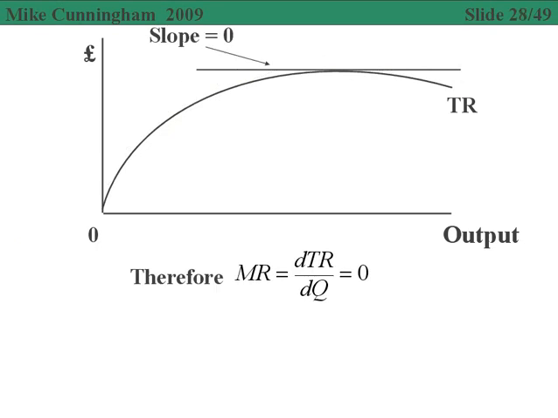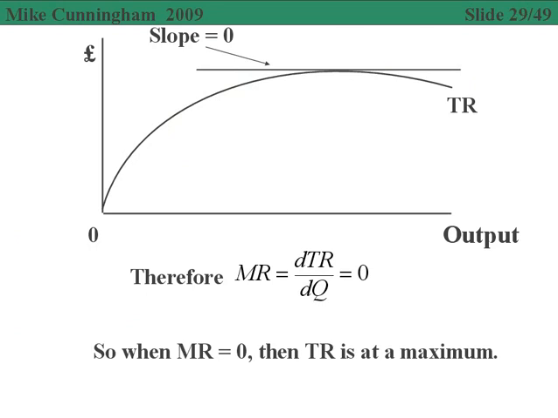So the slope is equal to 0 at that point, and at that point, therefore, MR is equal to dTR by dQ, the change in total revenue divided by the change in quantity, where d is a very, very small measure. And when that's equal to 0, then the total revenue is maximized. So when marginal revenue is equal to 0, then total revenue is at a maximum. That's worth remembering.